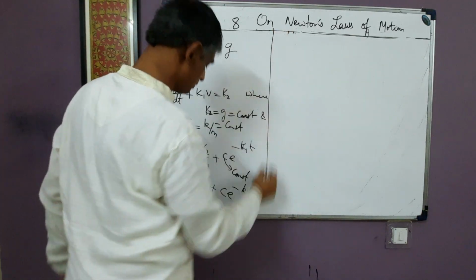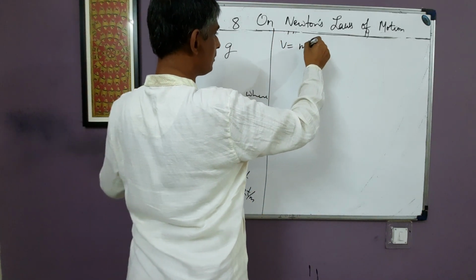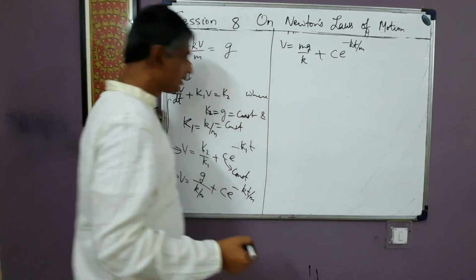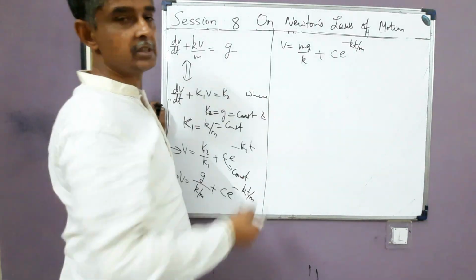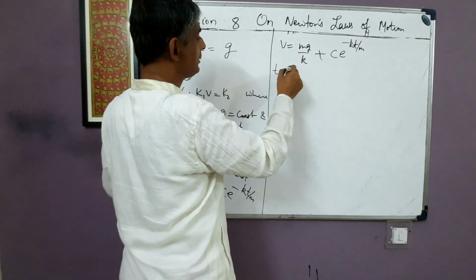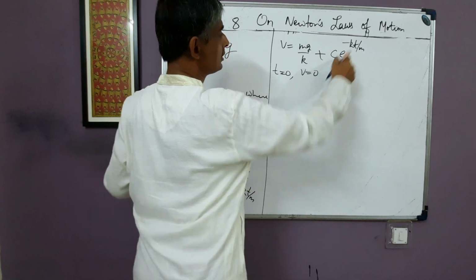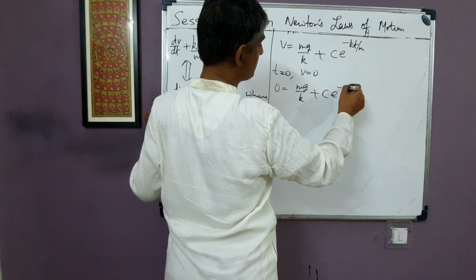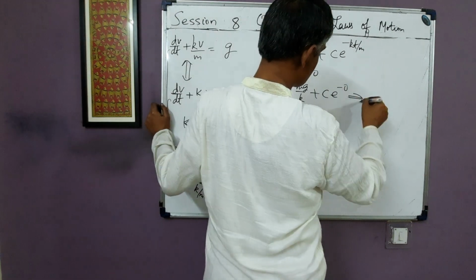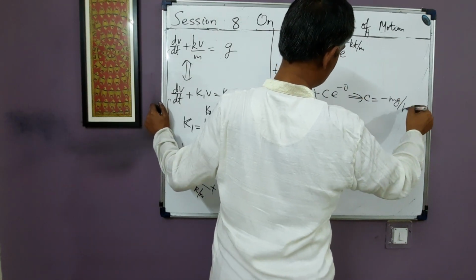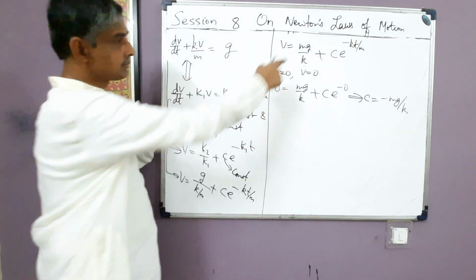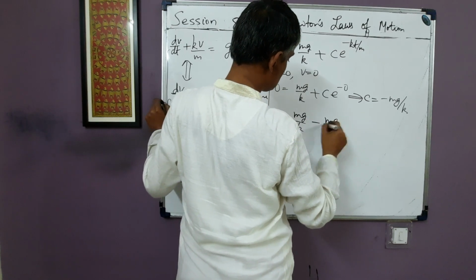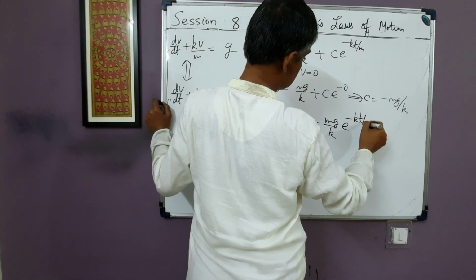So this becomes how much? So v becomes mg by k plus c e power minus kt by m. Now how to find c? See, at time 0 the point was at rest. So at t equal to 0 we are given that v is 0. So 0 is equal to mg by k plus c e power minus 0. E power minus 0 becomes 1. So c becomes minus of mg by k. This c I substitute here. v becomes mg by k minus mg by k e power minus kt by m.